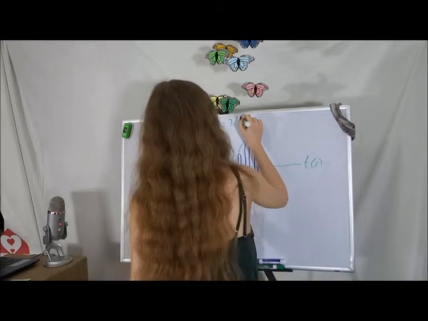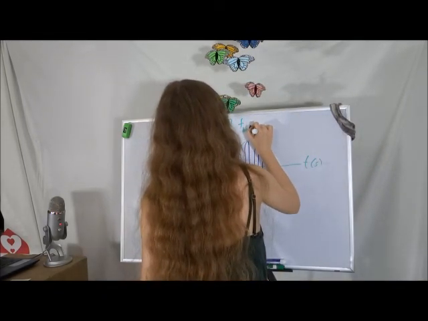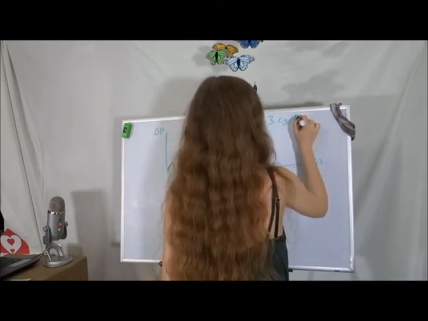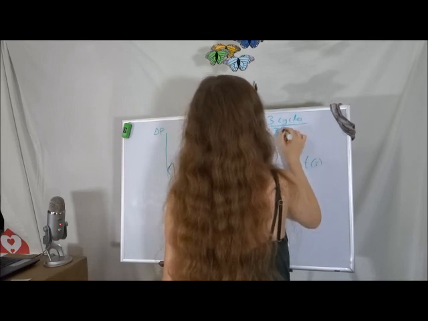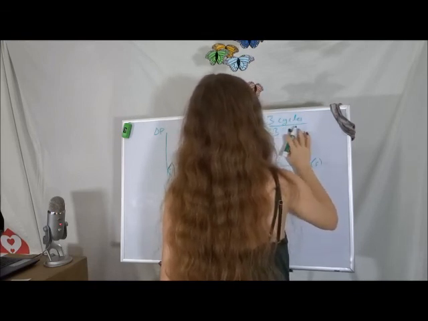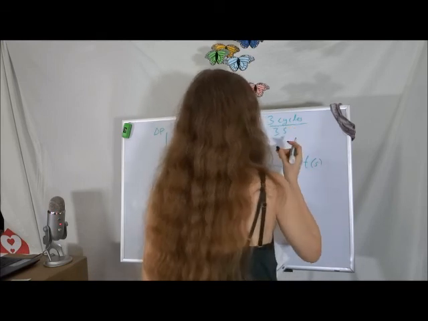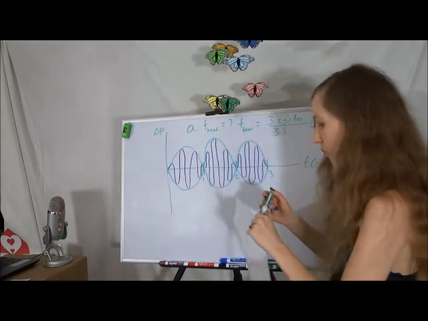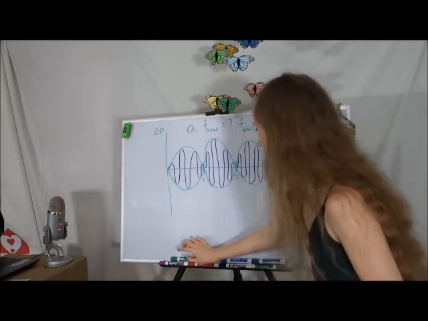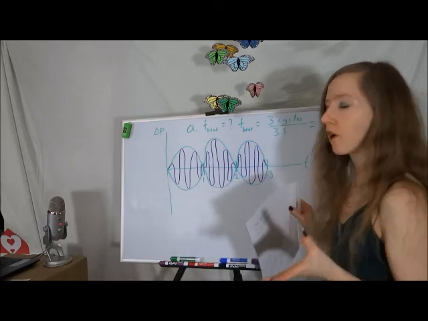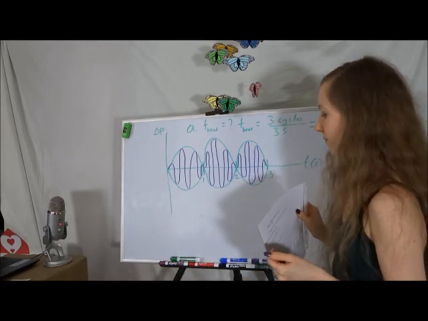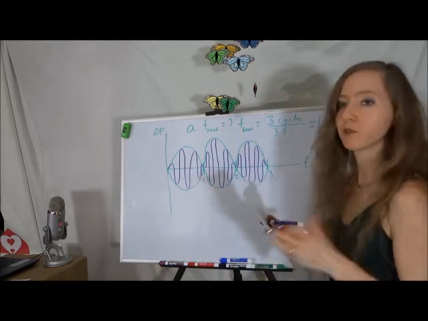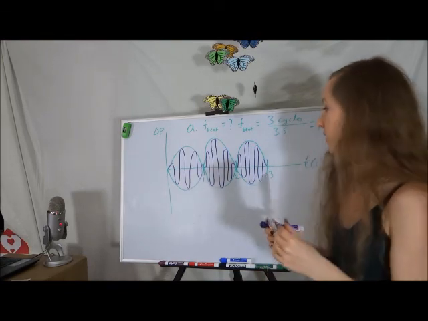That means our beat frequency, f beat, is equal to 3 cycles per 3 seconds, which will work out to be 1 hertz. So our beat frequency is 1 hertz. So are there any questions on part A? So for part B, the next thing we want to know is what is our oscillatory frequency?